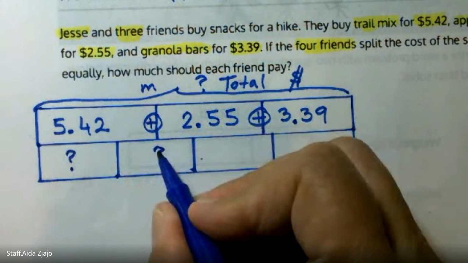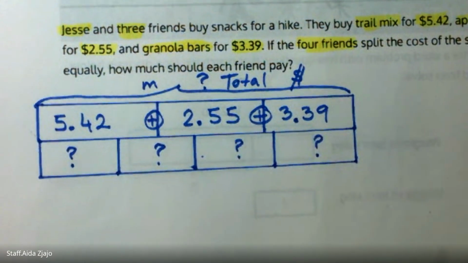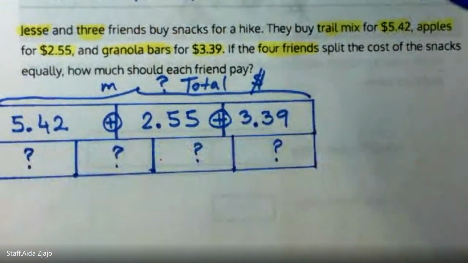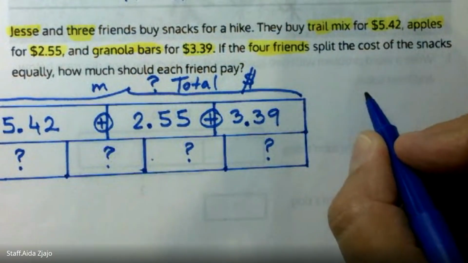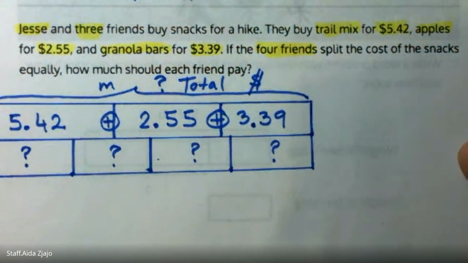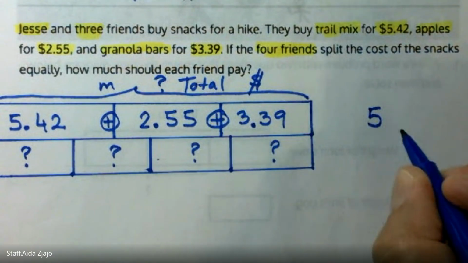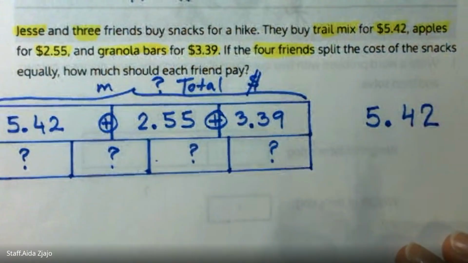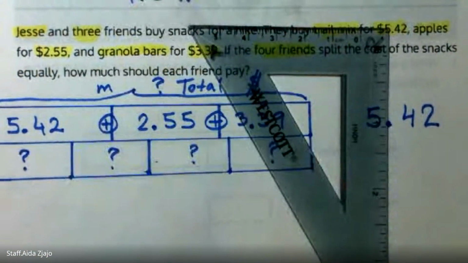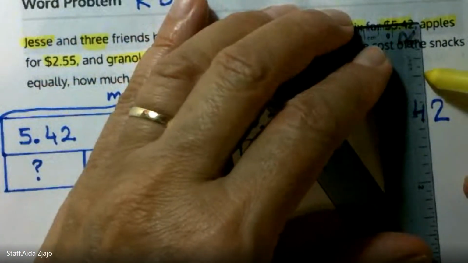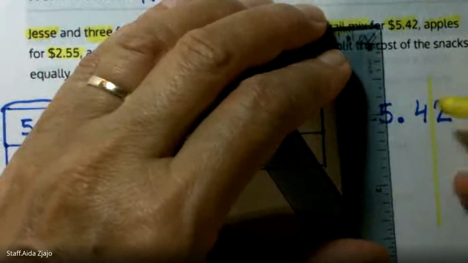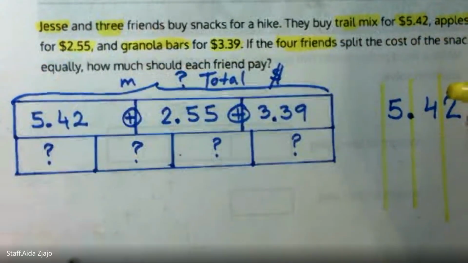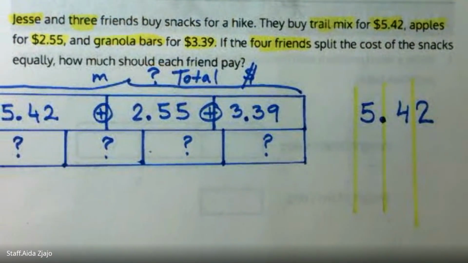This is also unknown, right? So the first step is to find the total by adding the different costs of the different things that they bought. I'm going to use $5.42 first. After I write my first number, it's very important that you do it with precision. So I'm going to separate in my line the hundredths, the tenths, where the decimal needs to be, and also the ones. When I have that, I can easily add.